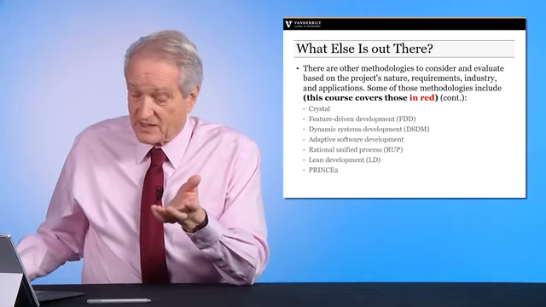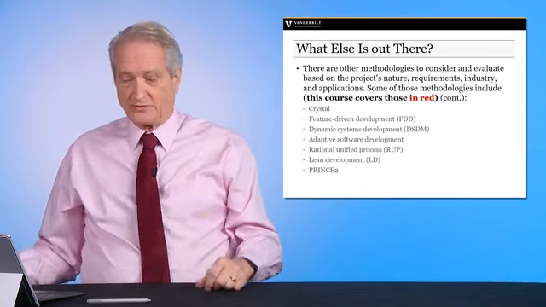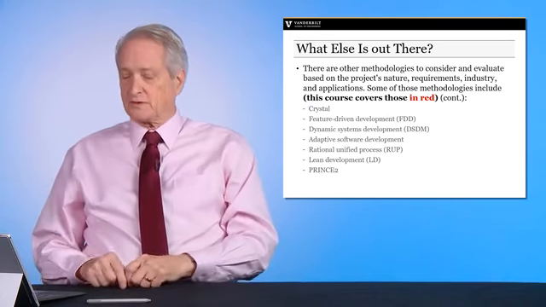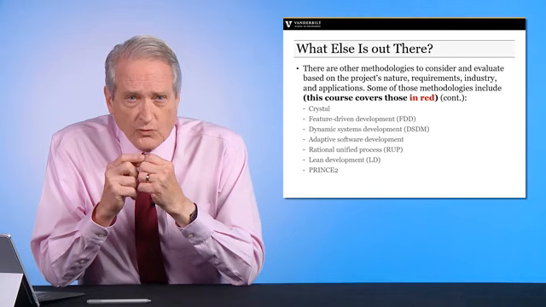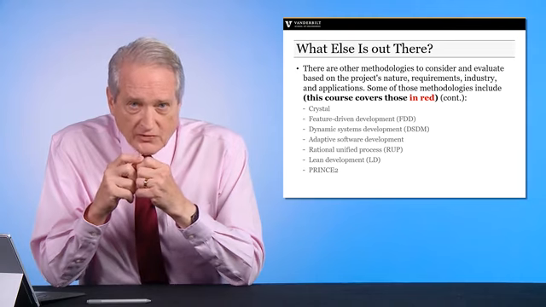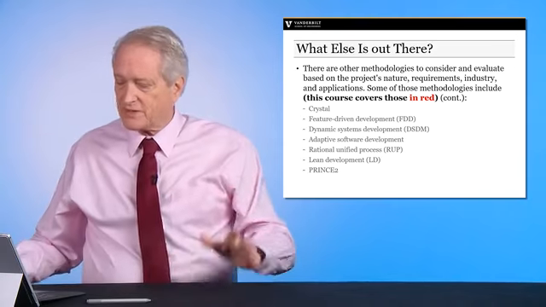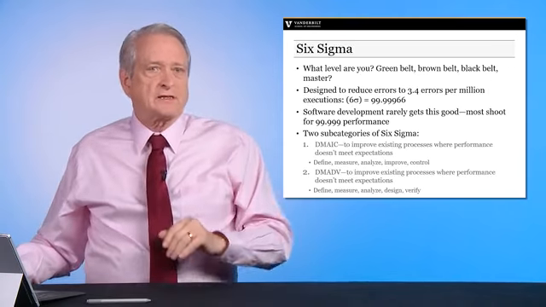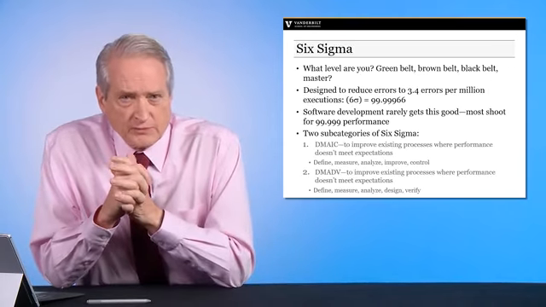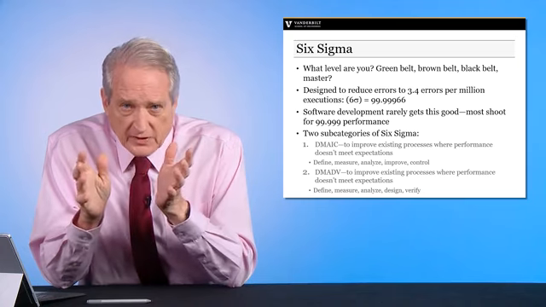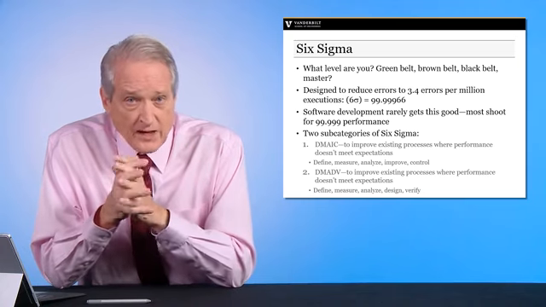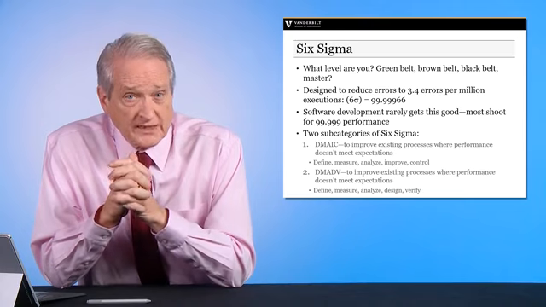So there's a lot of other stuff out there. You've got Crystal, you've got feature-driven development, Rational Unified Process, and so on. We're not going to go through that. Six Sigma is 3.4. The thing to remember here, 3.4 errors per million is where you're trying to get.